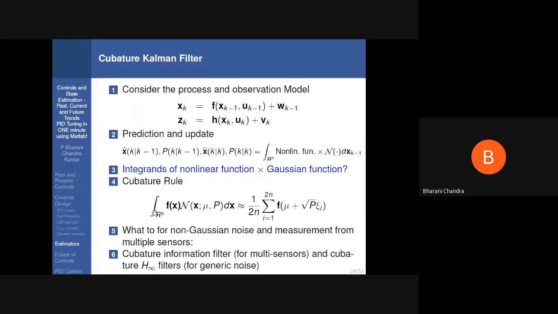So this is very fine. If you substitute this here, then you can get the predicted state, predicted covariance, updated state and updated covariance. But what will happen if the assumption of Gaussian process noise and Gaussian measurement noise is not valid? Then what does one have to do? In its naive form, this Kalman filter may not work.